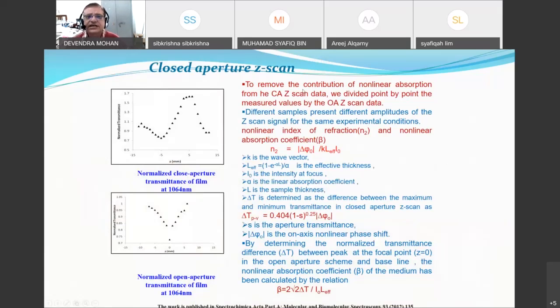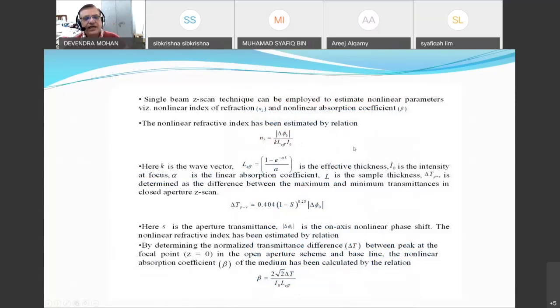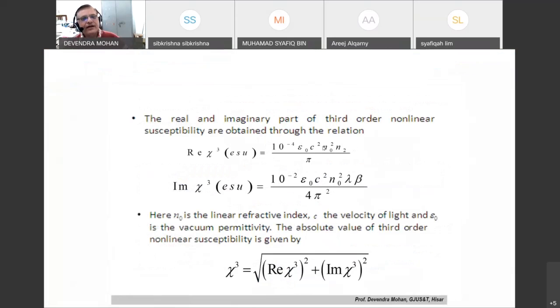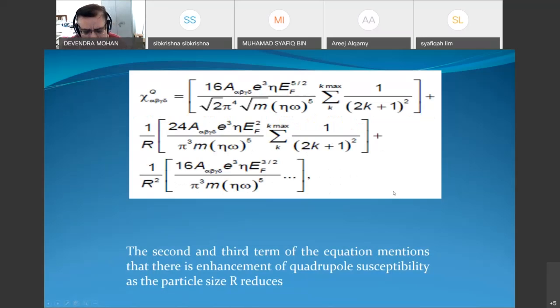So in the closed aperture Z-scan, to remove the contribution of nonlinear absorption from the Z-scan data, we divide point by point. That means I am talking about the normalization of the data: how we capture the data, how we analyze the data, how we normalize the transmissions. So these are the two curves taken at 1064 nanometer in some nonlinear material. There are fixed relationships available in the literature by which N2 and beta can be calculated. I will not go into the detail of these. The pioneer worker has been Sheik Bahae, and people are harnessing the concepts given by Sheik Bahae, and the real and imaginary parts of chi3 can be calculated. Our ultimate aim was to find chi3, and we can find chi3 by knowing N2 and beta.